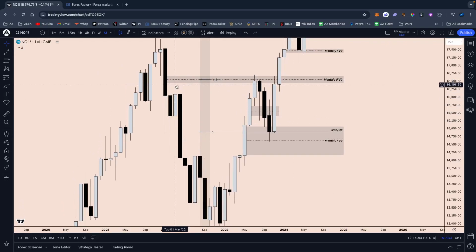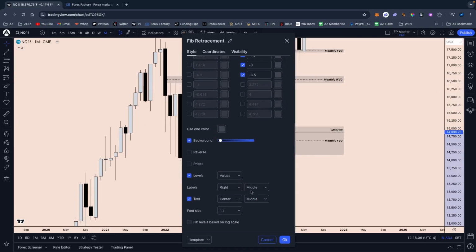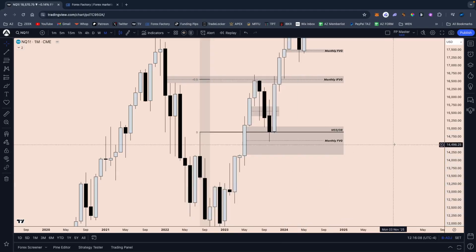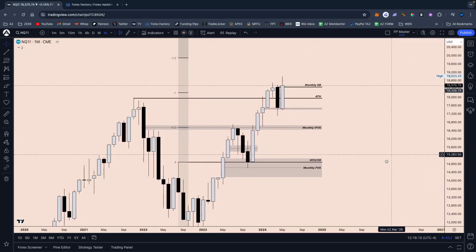0.5 standard deviations, perfectly matching up with what? Well, the monthly bearish fair value gap. We filled that in. We came back to retest, well, our zero level essentially. Let me actually plot that to the left. A little bit of a perfectionist myself when it comes to charting.